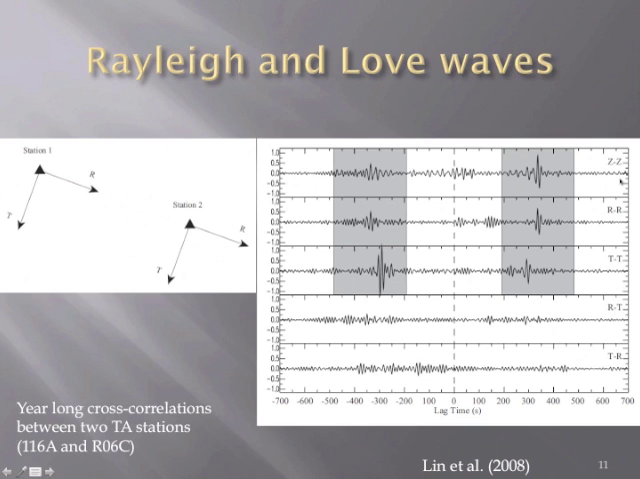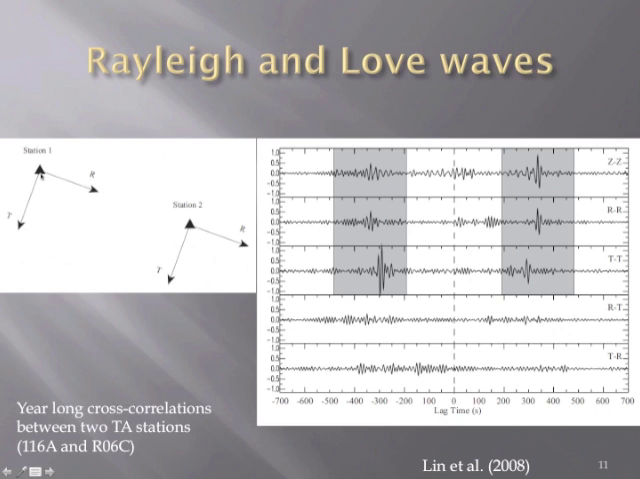So for vertical cross-correlation, in this case, it's equivalent to putting a vertical point source at station 1, and what you observe in the vertical component at the second station is actually the Rayleigh wave, because a vertical force will excite a Rayleigh wave propagating and arriving in the vertical component. So you can see the Rayleigh wave on both the positive side as well as the negative side.